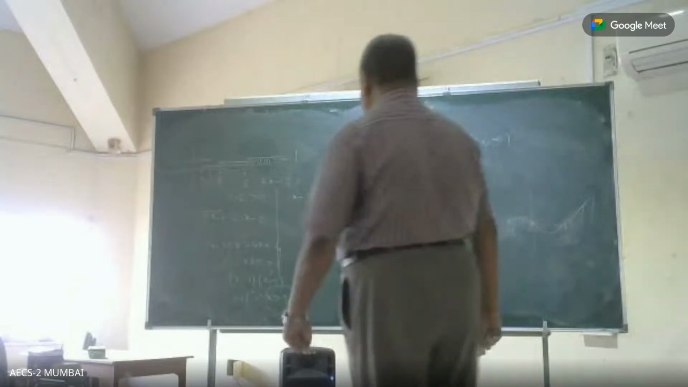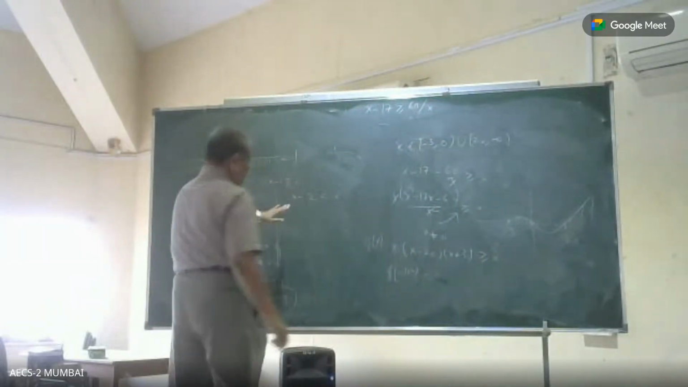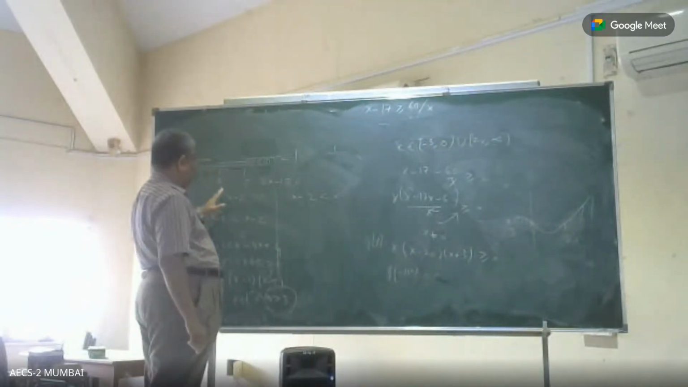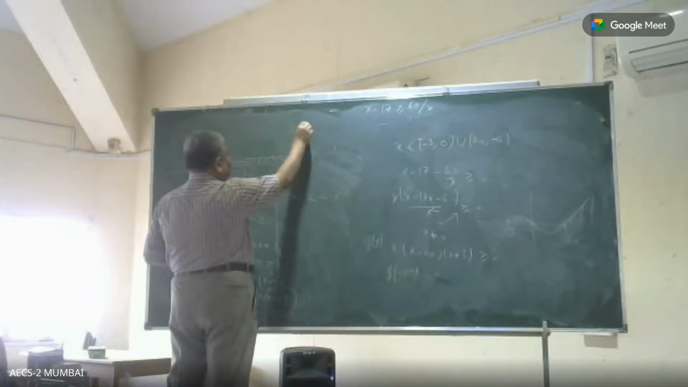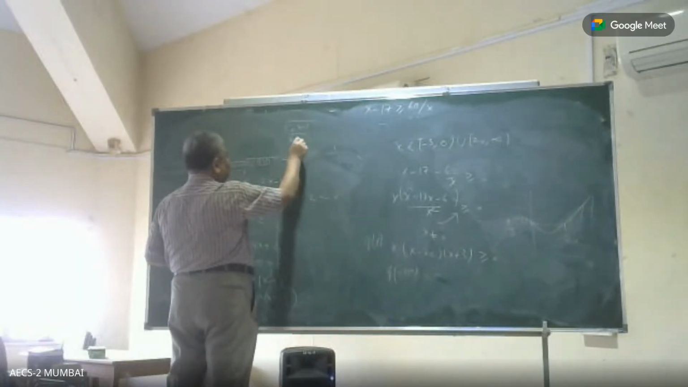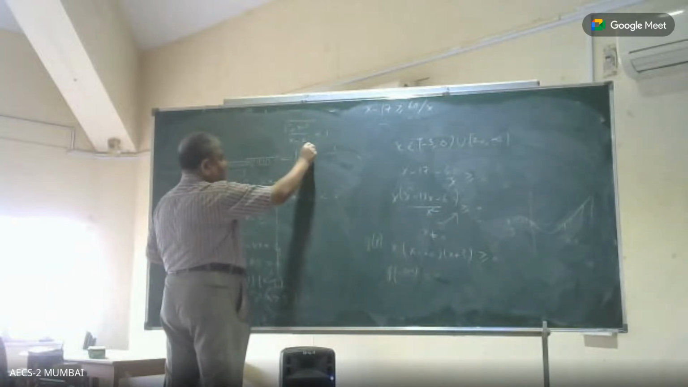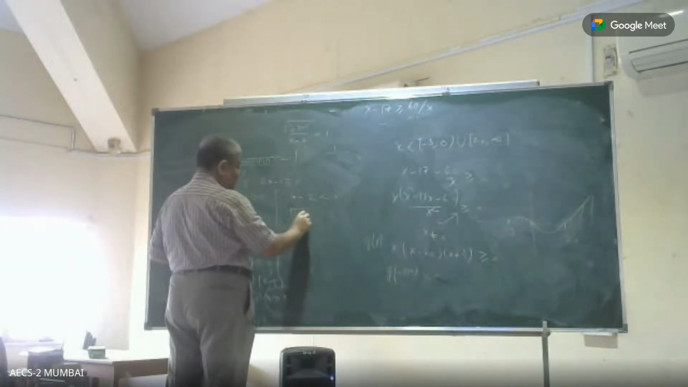Now the second part is very interesting. If you cross multiply, this is negative, so what will happen? The sign of the inequation will change.